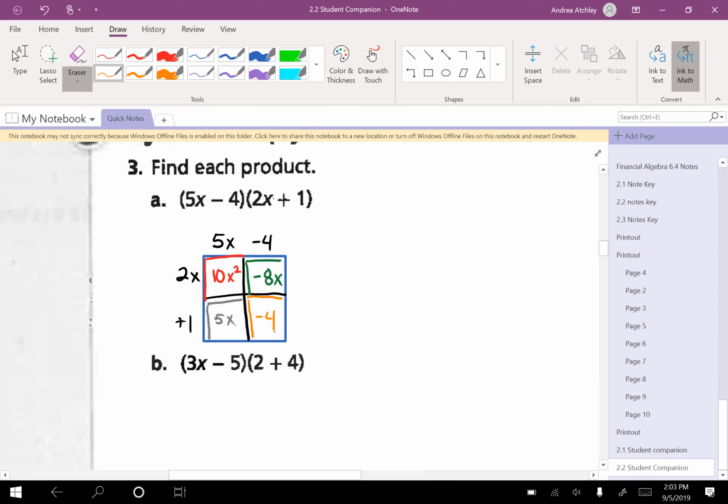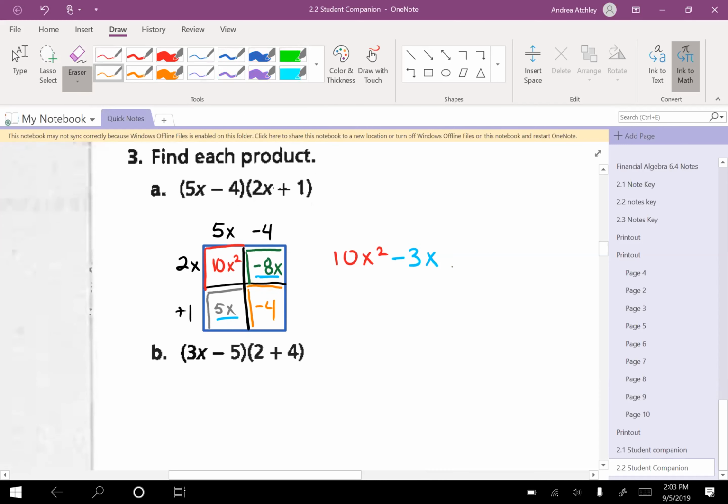Then we add up all the little pieces to find the area of the big thing. So I get 10x squared. Negative 8 and 5 are like terms, so that gives me negative 3x. And then minus 4. And then that's my area of the big rectangle or big square. Any questions? Okay, you guys do the next one.